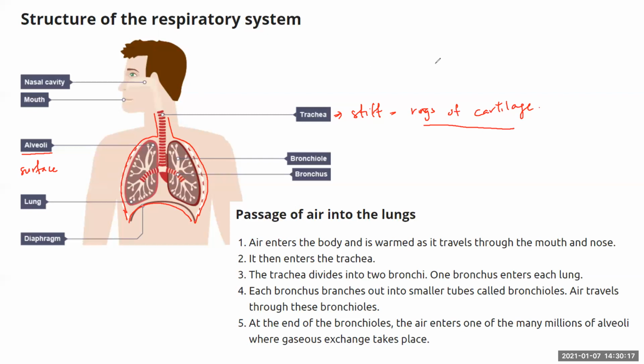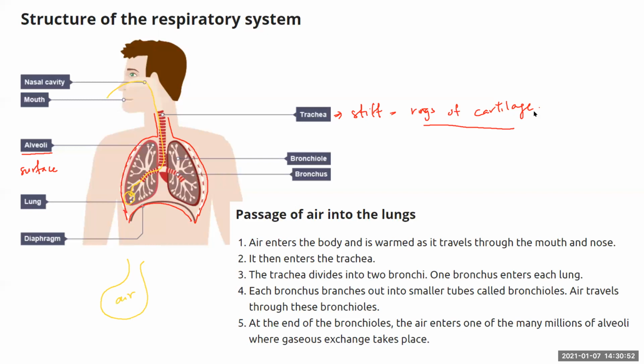Air passes through this whole passage from the nose or mouth, down your trachea, past your bronchus into your bronchiole, and finally into your alveoli. At the end of the bronchioles, air enters the many millions of alveoli where gas exchange takes place. Now, I'm going to just draw one alveolus for you, and it looks like this. This is your alveolus where air is now inside.